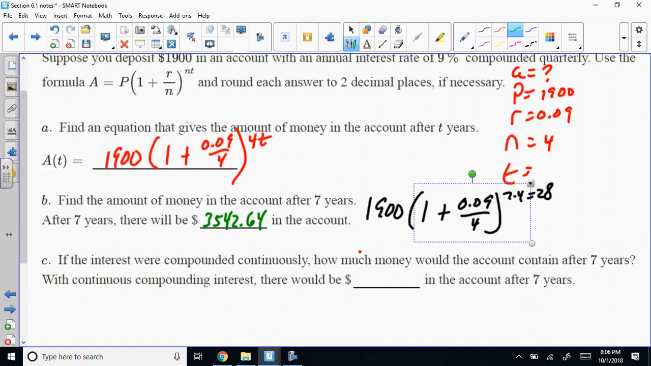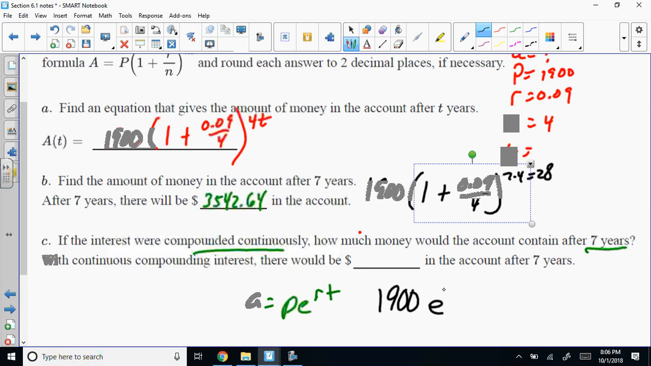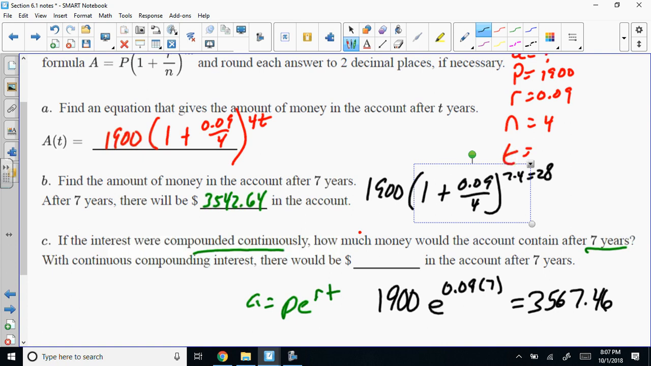And if the interest were compounded continuously, how much money would be there after 7 years? That one would be A equals P e to the rt. So that would be $1,900 times e to the 0.09 times 7, which gives me $3,567.46. Just a little bit more money, right?